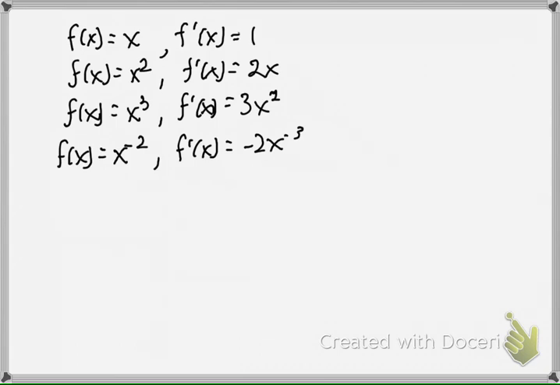So let's recall the derivatives we did. We said when f of x is equal to x, the derivative was 1. When f of x is equal to x squared, the derivative was 2x, and so on. And this is the first one we did. When x is equal to the negative 2, we have the derivative of negative 2x to the negative 3. This leads me to a theorem, and this theorem is going to be called the power rule.